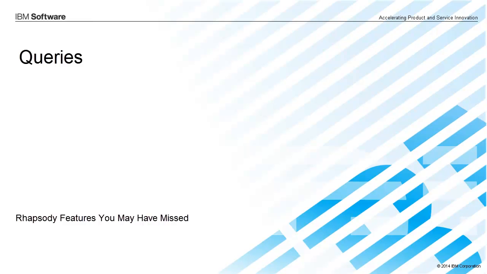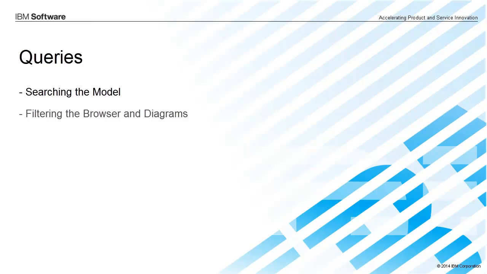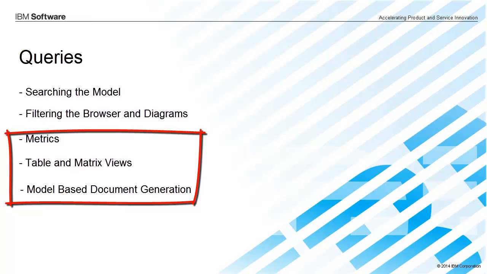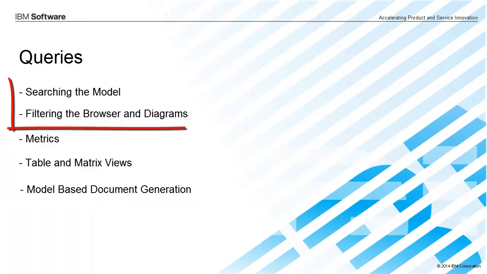Today, we'll be talking about queries. Queries themselves are simply a set of criteria for filtering the model, but they can be used in many different places, and that's what makes them really powerful. Queries can be used to search the model, to apply custom filters to the browser, and even to diagrams. Queries can even be used as the basis for metrics, table and matrix views, as well as in the new model-based document generation feature introduced in Rhapsody 8.1. We'll cover those last topics in future videos. For now, let's see them used for basic searching and filtering.